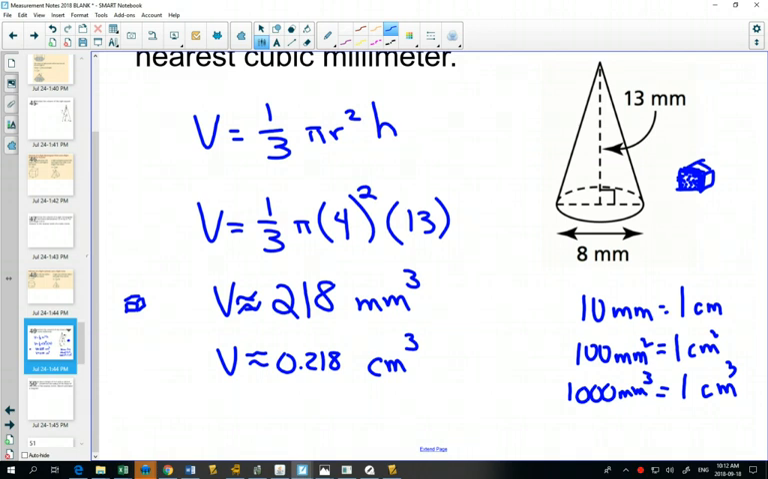Since we're doing conversions, did you know that 1 centimeter cubed is equal to 1 milliliter? Because the metric system is great.